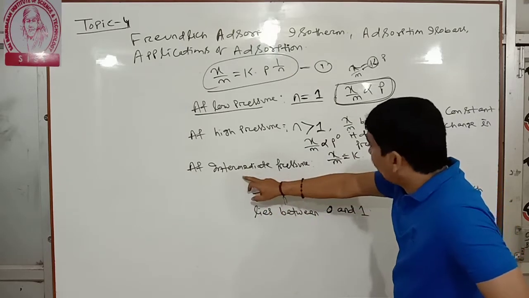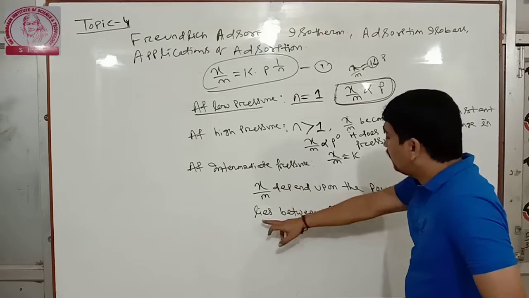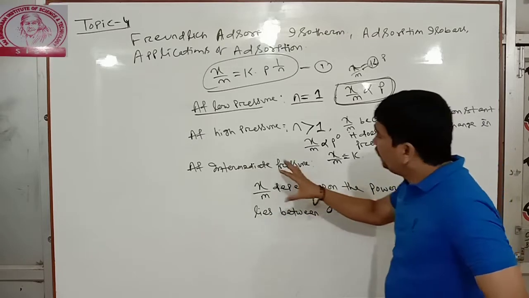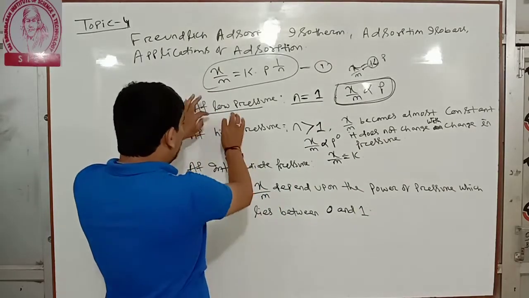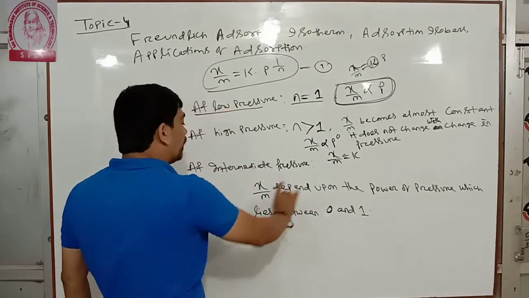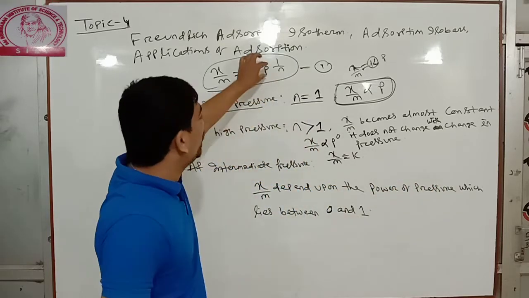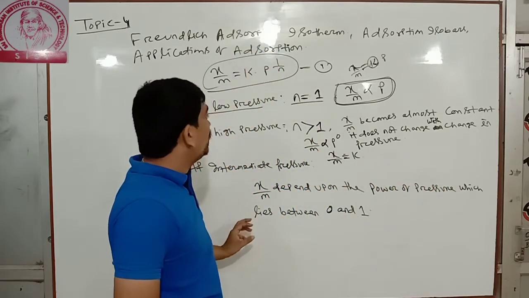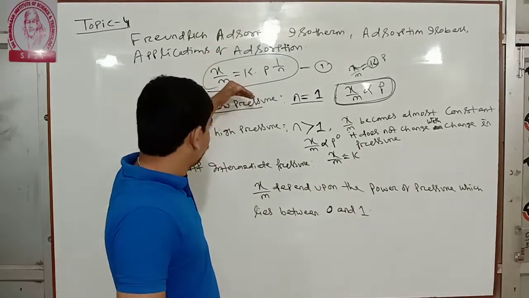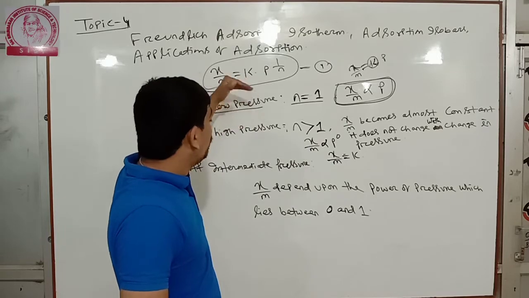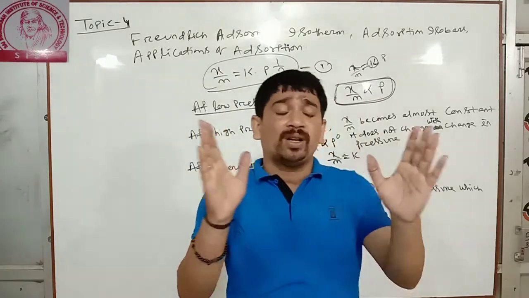Next, at intermediate pressure, x by m depends upon the power of the pressure which lies between 0 and 1. So if we take intermediate pressure, not low pressure, not high pressure, in between the low pressure and high pressure, what will happen? X by m depends upon the power of the pressure which lies between 0 and 1. So this is about high pressure, low pressure and intermediate pressure for the Freundlich adsorption isotherm.